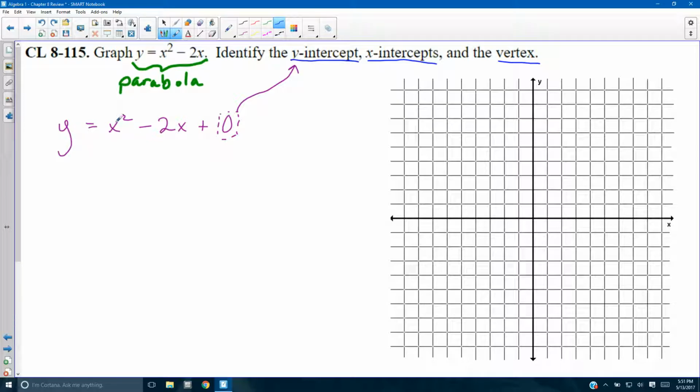Take a look at this. What if I substitute 0 for x? What is 0 squared? Well, 0. Minus 2 times 0 is 0.